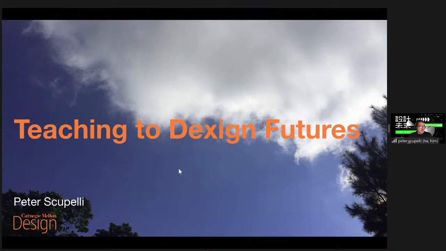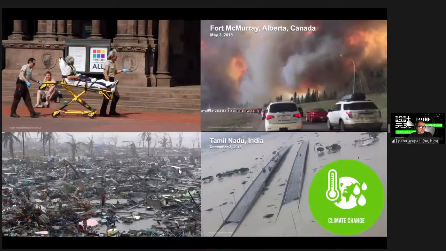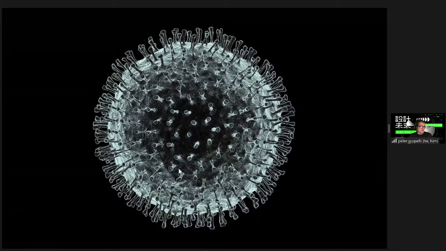We live in really interesting times with rapid change and much uncertainty about our collective futures. There's the climate emergency. The earth is getting hotter, the storms are getting stronger. And I think the question is, how might designers engage with the climate emergency more broadly? We're in the middle of a global pandemic, and there are questions about how design might help to shift behavior.